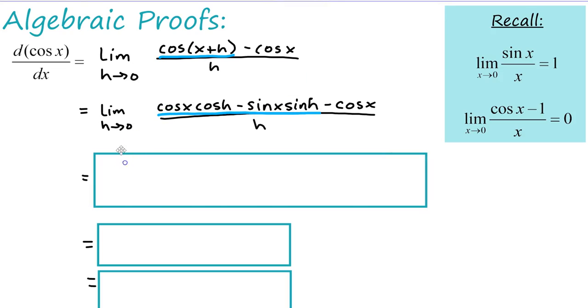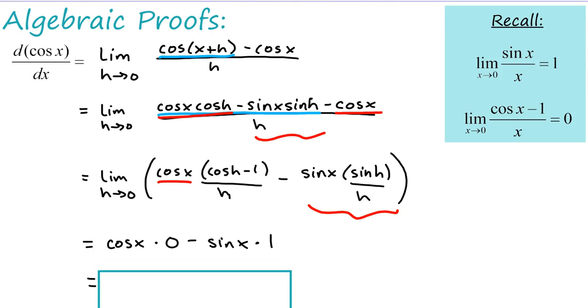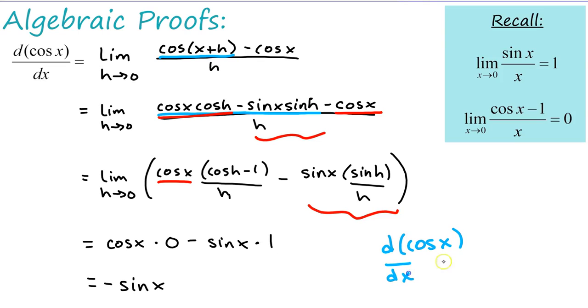And now, just like we saw in the last proof, we can rearrange. So I took the first and third terms and factored the cosine of x out of them. And then this one right here is just that middle one. And then we can evaluate each of those limits. And we end up with cosine of x times 0 minus sine of x times 1. So when you simplify that, you get negative sine of x. So just like we saw with the graph, it is true that the derivative of cosine x with respect to x is negative sine x.